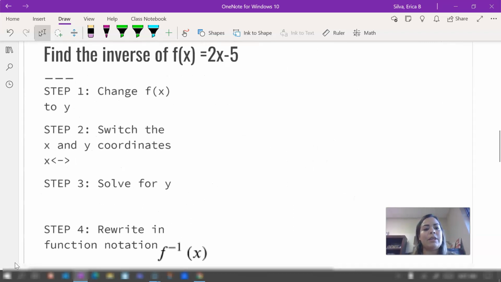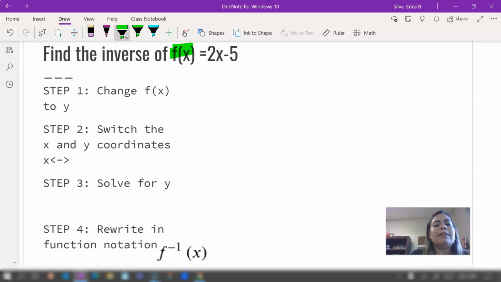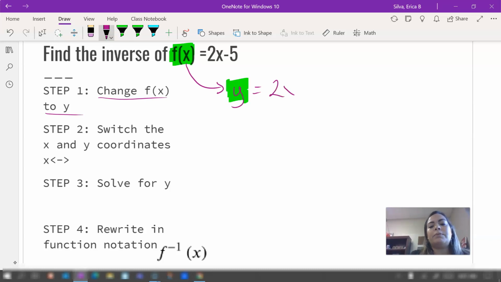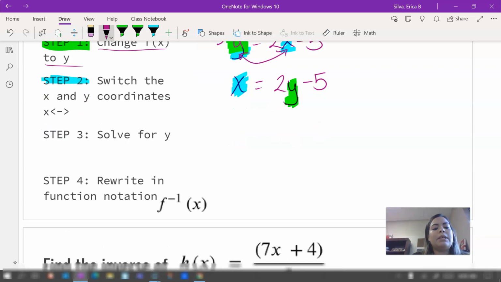So let's start with this first example. We've got this f of x. For step 1, we have to change that f of x to y, and then we just rewrite everything else. For step 2, we're going to switch the x and the y with each other. So we got x is equal to 2y minus 5. And now we simply solve for y.